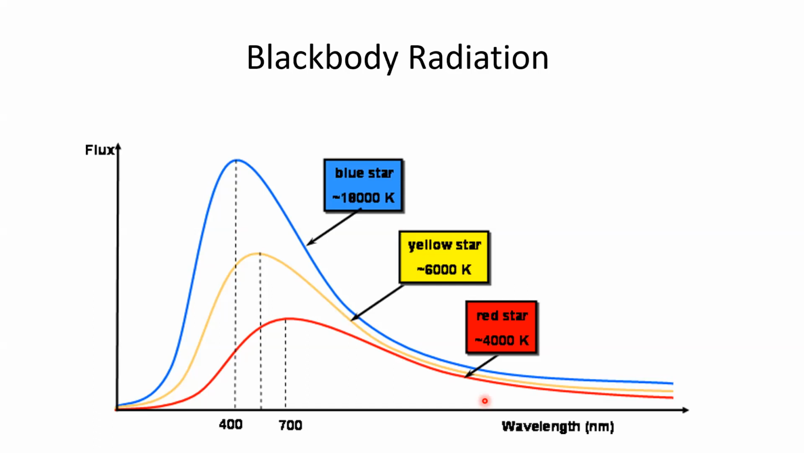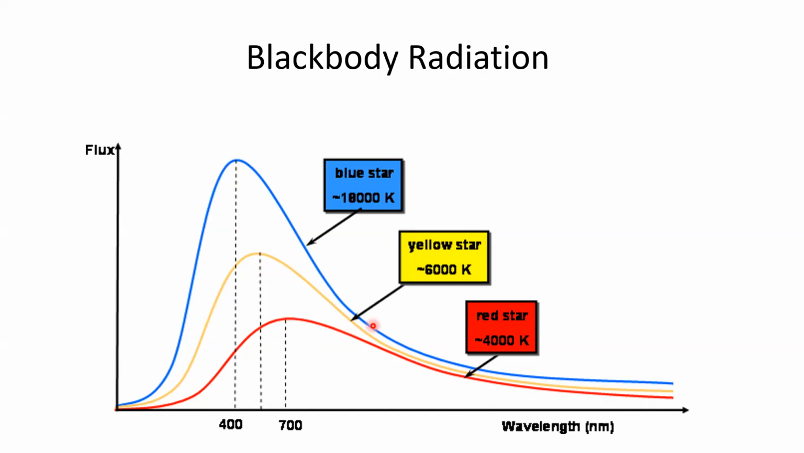But the other observation, of course, is that the peak of the curve moves towards shorter wavelengths as you increase the temperature. So this red star here, which is only at 4,000 kelvins, that's cooler than our star. Our sun is around 6,000 kelvins. I think it's more like 5,800. Its peak is probably at the very edge of the visible spectrum, the reddest red that you can see.